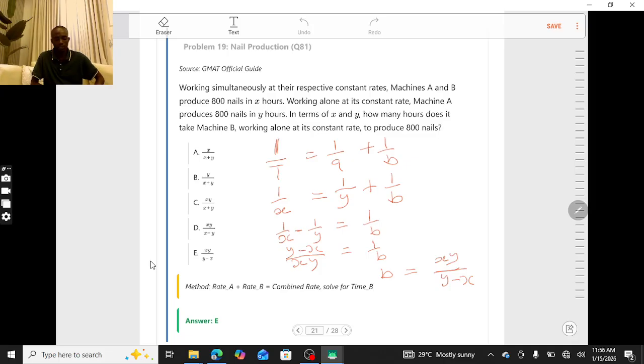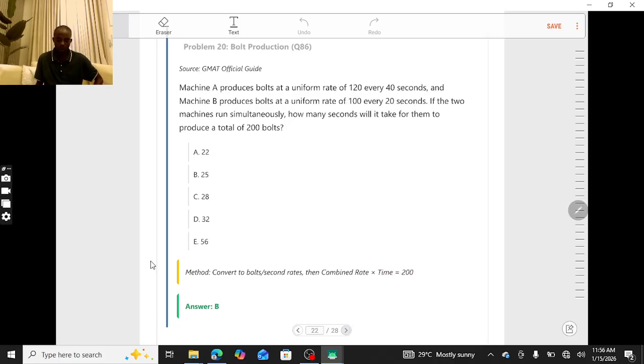Okay, but let's quickly solve this. This one we use a formula, but we need to amend it. Machine A produced bolts at a uniform rate of 120 every 40 seconds, and machine B produced bolts at a uniform rate of 100 every 20 seconds. If the two machines run simultaneously, how many seconds will it take for them to produce a total of 200 bolts? First, we need to pivot.